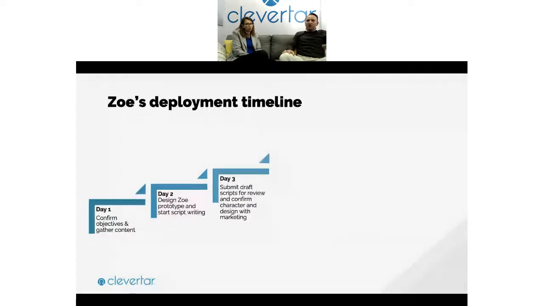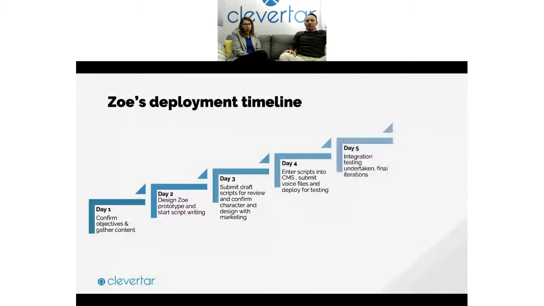Day 3, we submitted our draft scripts for review and confirmed the character and design with the marketing team from SA Health. So SA Health, to carry on what Tony said, they were extremely good at organising all the different departments in what is a big organisation and making sure that everyone was on board with this, which is very, very important to a successful implementation of any technology. Day 4, we entered the scripts into our content management system and sent off our voice files to get recorded by voice artists and deployed for testing.